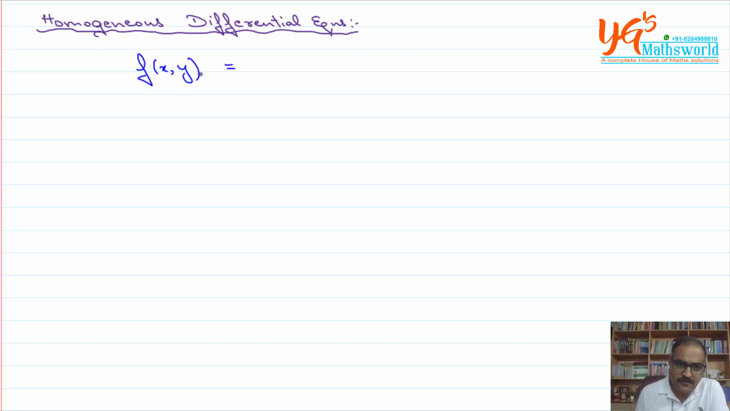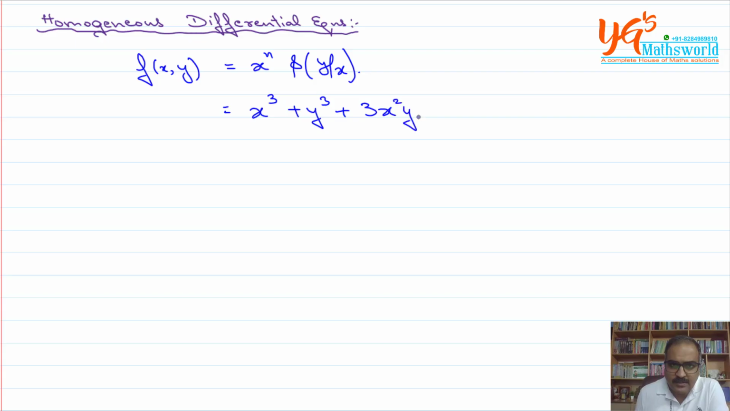What does it mean? If I can express this function in the form of x to the power n phi of y upon x, then I can say that this function is homogeneous. Let us suppose I have a function x cube plus y cube plus 3x square y plus 3xy square. Just check, the index of the first term is 3, the index of the second term is 3, the index of the third term is 2 plus 1, 3. Here it will be 1 plus 2, 3. That means throughout the equation the index is 3.